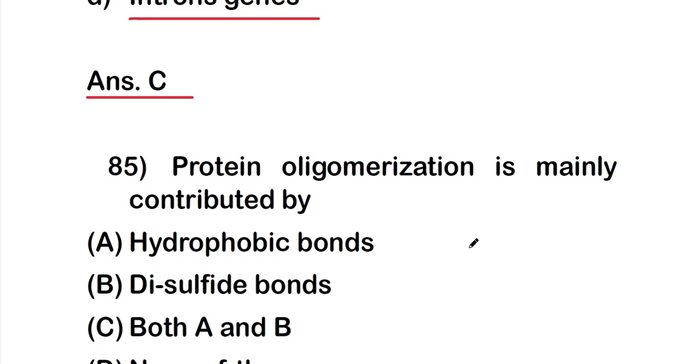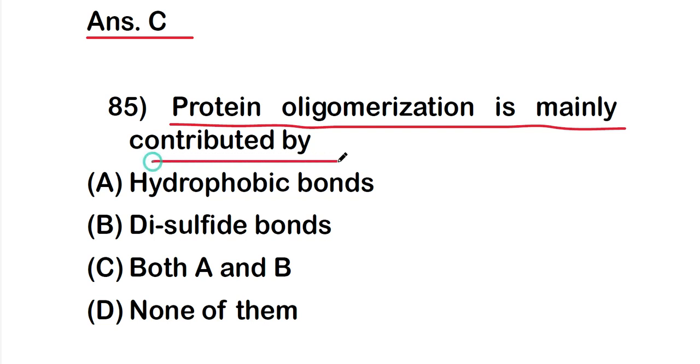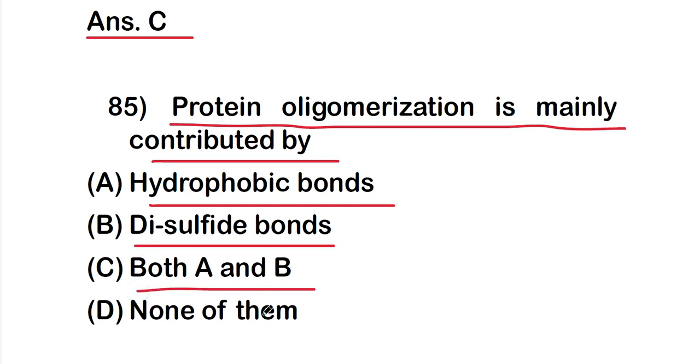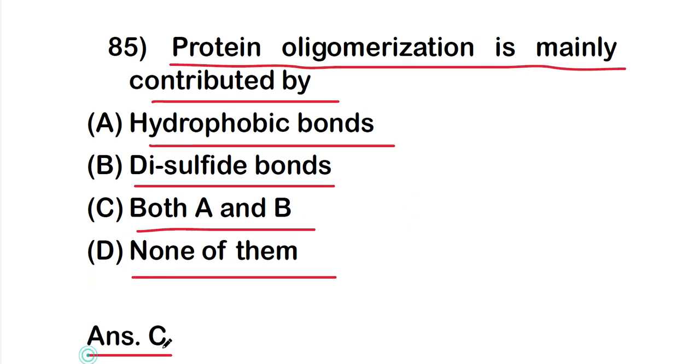So the next one is question number 85, that is protein oligomerization is mainly contributed by option A hydrophobic bonds, option B disulfide bonds, option C both A and B, option D none of them. And the right one is option C, that is both A and B. So the protein oligomerization is mainly contributed by both A and B, that is hydrophobic bonds and disulfide bonds.